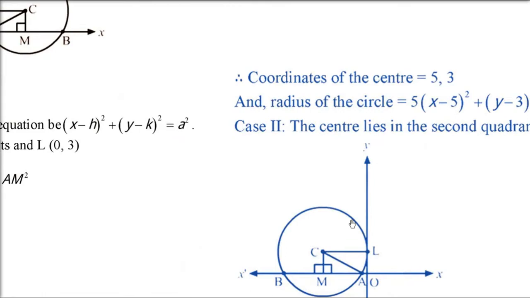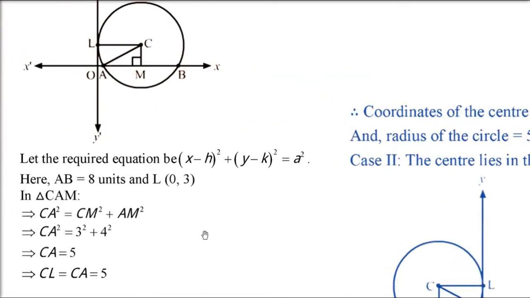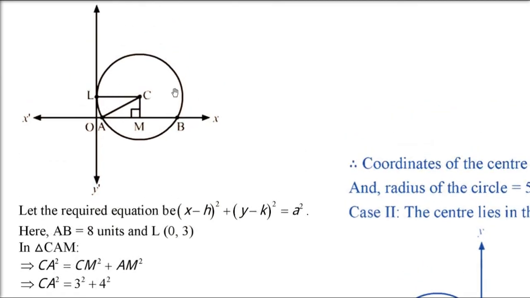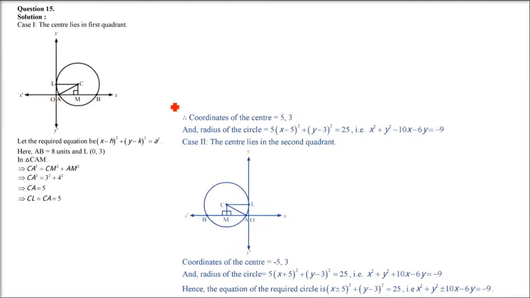So same question, same scenario here, but we will make two cases. It can be on either side of the axis. Let us take the first scenario. The circle is touching the y-axis at L, and it is making an intercept at A and B. That is, AB is the chord of this circle, and AB is clearly given as 8 units.